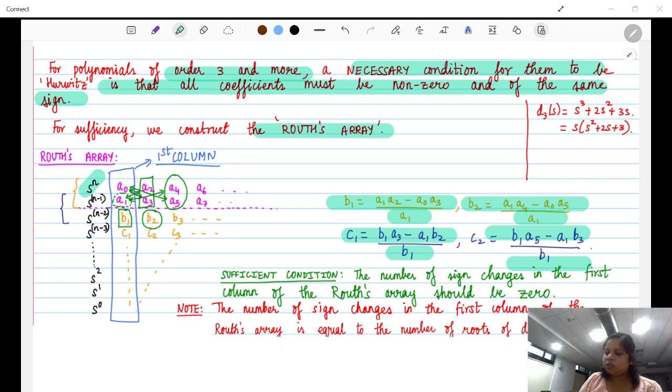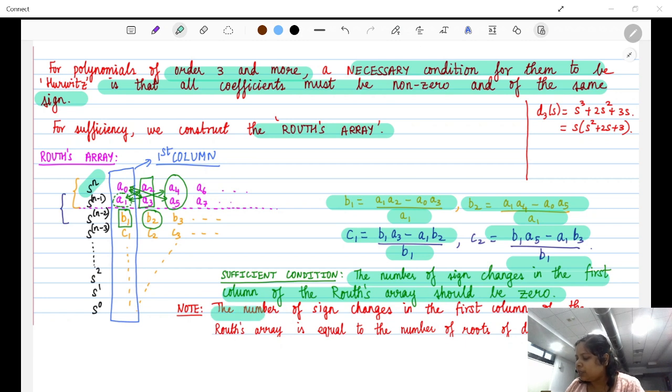What is the crux of this for order more than 3? The number of sign changes in the first column of the Routh array should be 0. Whatever number of sign changes you have will basically determine how many poles you have in the right half of the S plane. If there are no sign changes, then you can be assured that all the poles lie in the left half of the S plane. If there are some sign changes, then you count the number of changes in sign, and those many poles would lie in the right half of the S plane. Okay. So that is what was told.